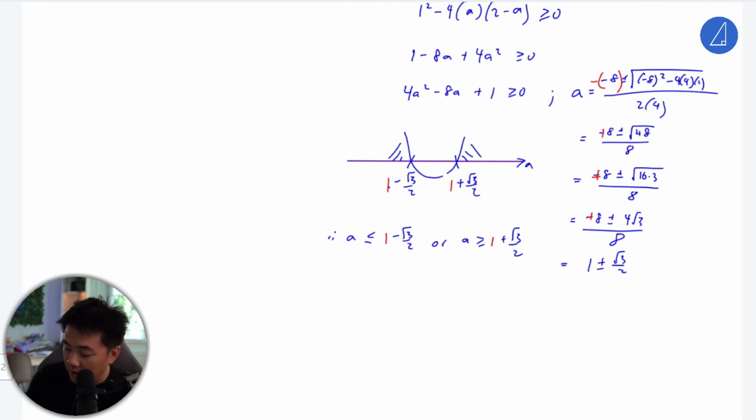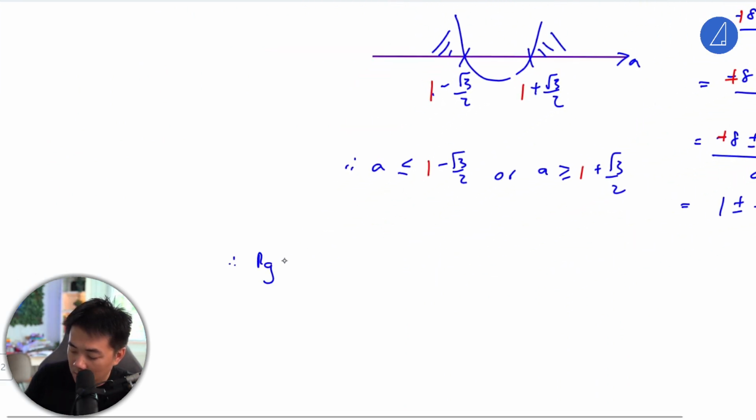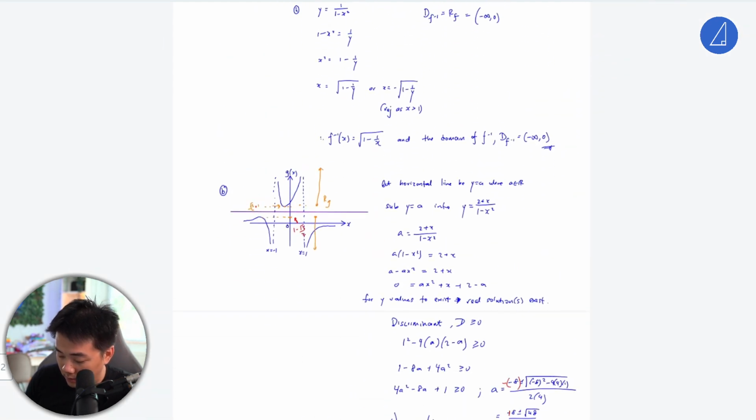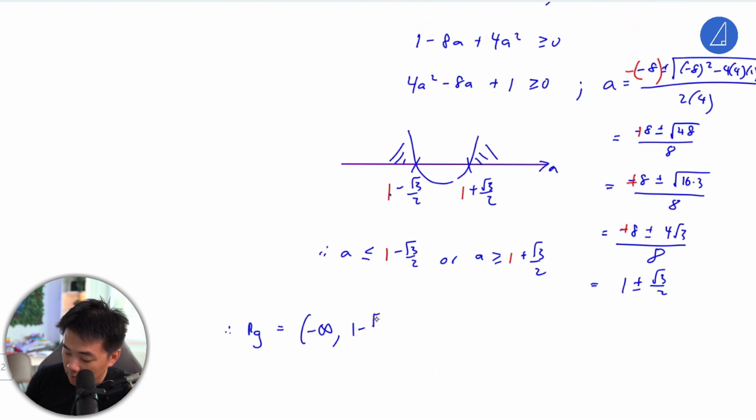Thus, hence the range of g will be from negative infinity to, inclusive of that point, 1 minus root 3 over 2, then union with 1 plus root 3 over 2 to infinity.